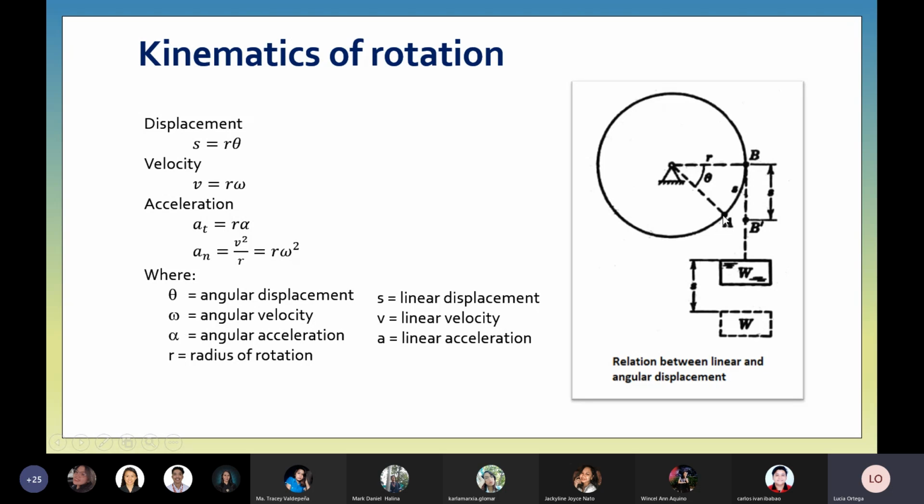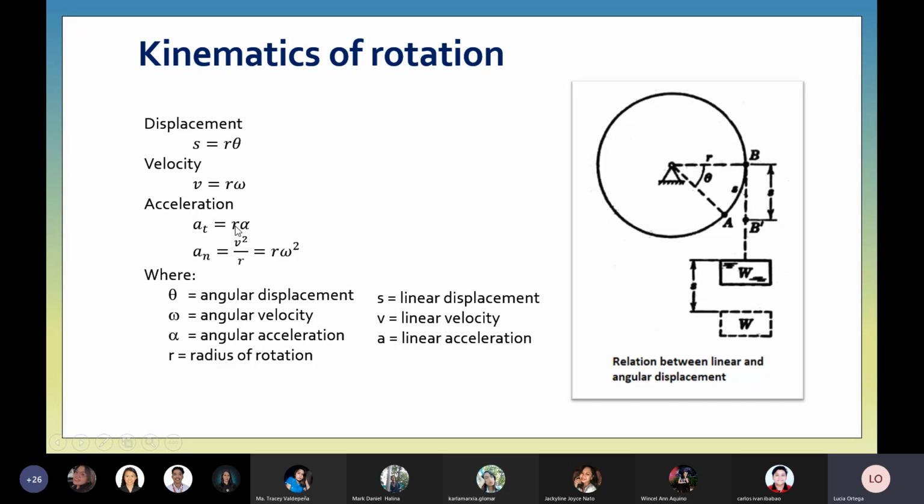So just like here. Okay. This is the circular path, or the circumference. But this is the equivalent linear distance. Okay, for the velocity, the linear velocity is equal to the radius times the angular velocity, in radians per second.